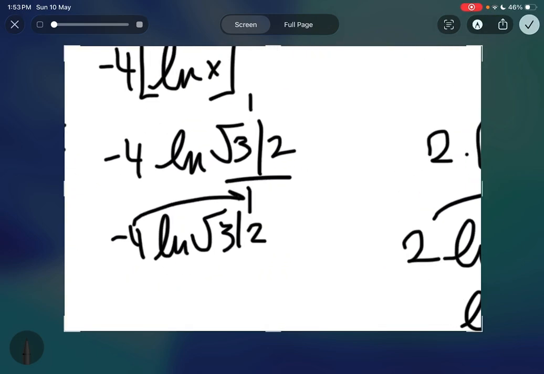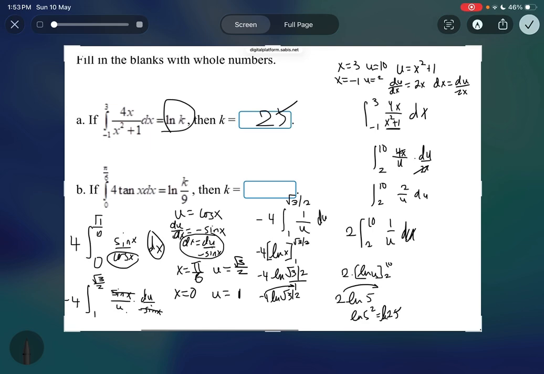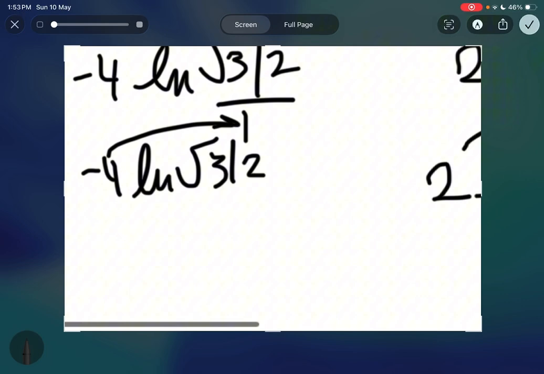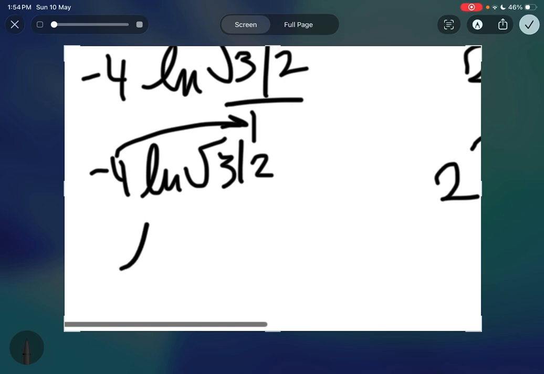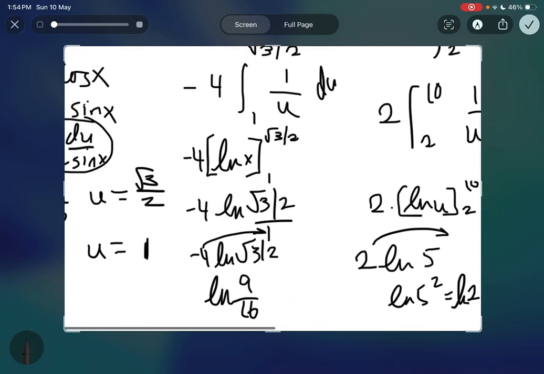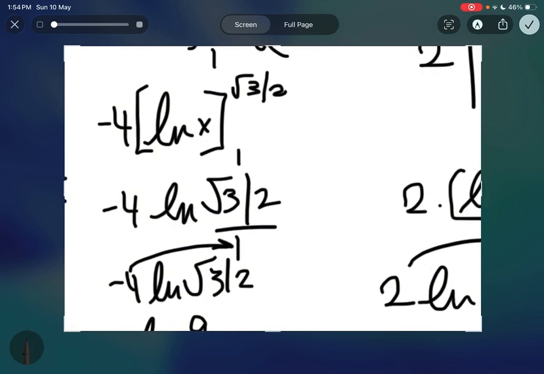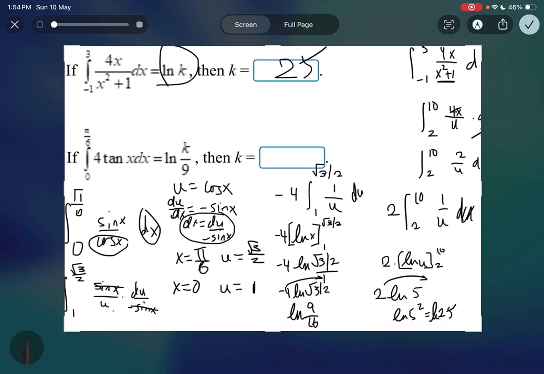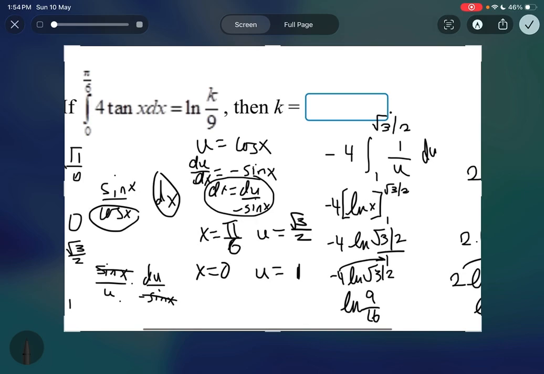Let's take the 4 up there, leave the minus there. So now it will become ln of radical 3 over 2, all to the power of 4. When you do it all to the power of 4, you'll get ln of 9 over 16. No, one second, there's something wrong. Give me a second.